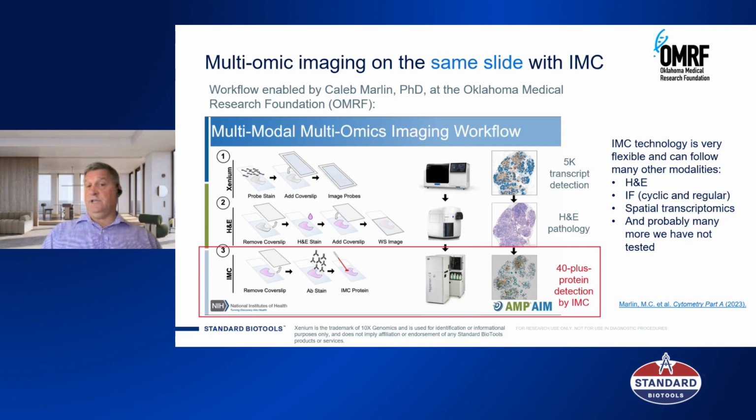It works on an H&E. It works on immunofluorescence, both cyclic and regular. It works on spatial transcriptomics. And to be honest, we're just trying to figure out which all systems it can be validated on. Every one that we've tried so far has worked. So I'm going to show you some examples of this.